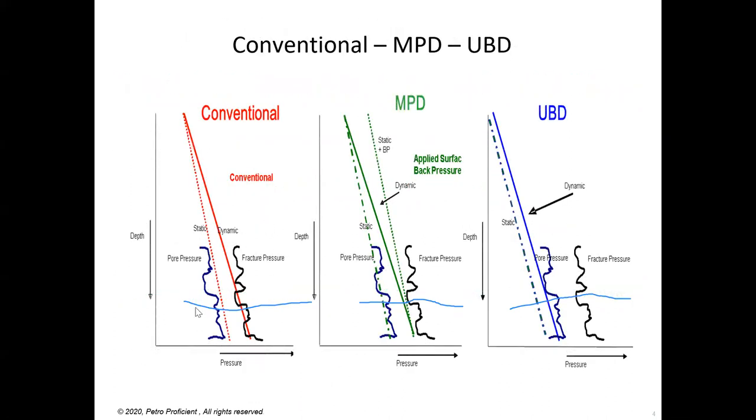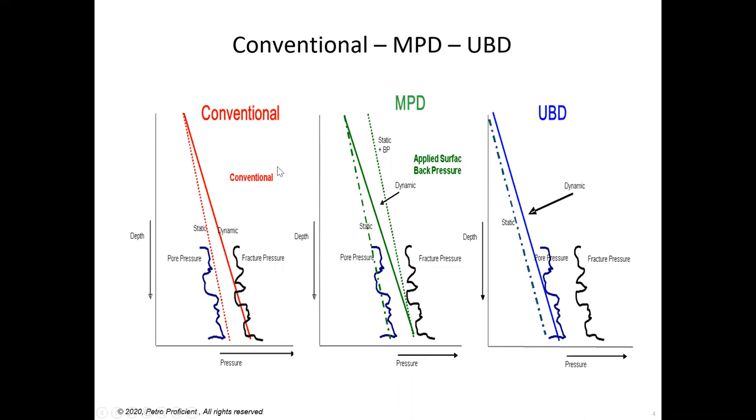Let us look at this schematic, which gives you an option to compare the three. In conventional drilling, this is a plot of depth versus pressure, and on your left side is your pore pressure and fracture gradient. This red line here is your static mud weight, and the dotted red line is static, and this dark red line is your dynamic. What this is showing is when you're not circulating, when you're not pumping, the static mud column is above your formation pressure. Then when you start pumping, your friction pressure losses in the annulus get added, and this is how you get additional pressure in the well.